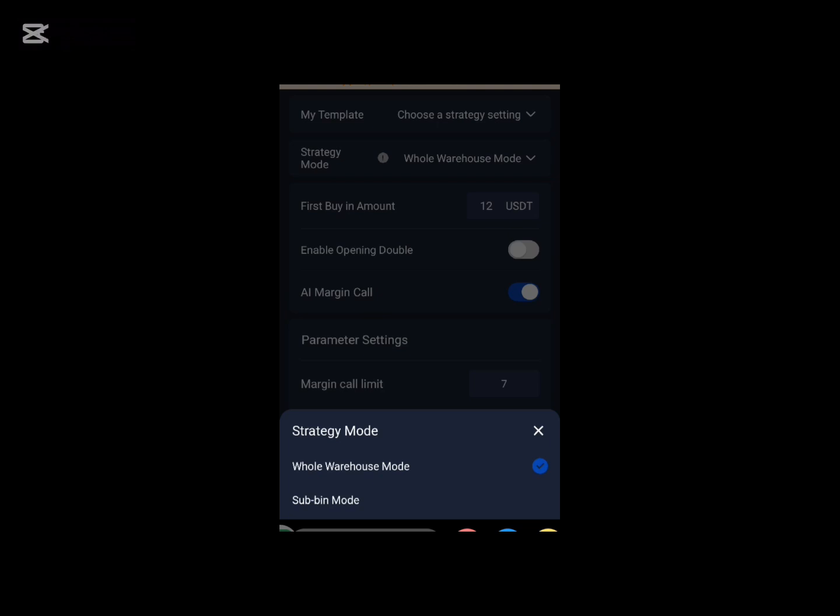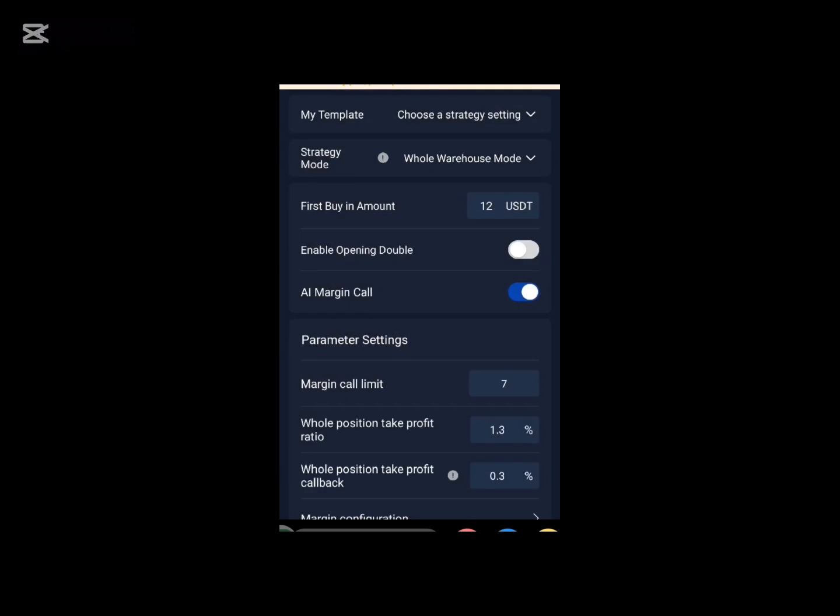Sub-bin real-time settlement means that no matter how the coin drops, you will be making profit even if you have not reached your average price. The market will be selling each margin call for you. When we get there, I will explain better. So that is for the whole warehouse mode.